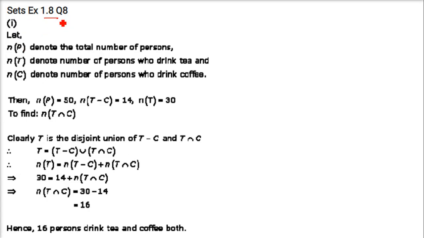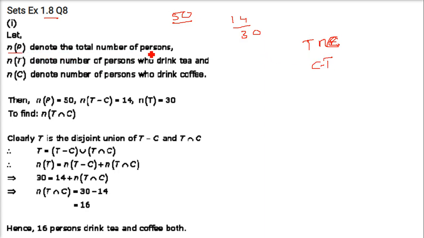The next one is 1.8, question 8, and the question is saying that in a group of 50 persons, 14 drink tea but not coffee, and 30 drink tea. We have to find how many drink tea and coffee both. That is T intersection C, coffee, we have to find out. And how many drink coffee but not tea?